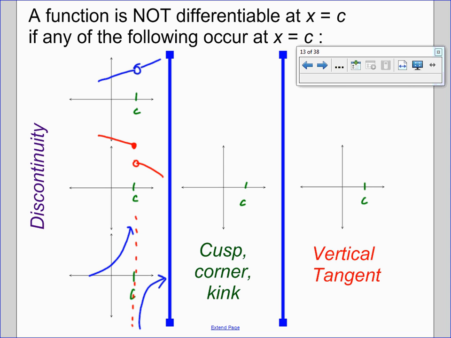For a cusp, corner, or kink, we have the function overall limit exists. The left-hand limit of the function matches the right-hand limit, but the left-hand limit of the derivative does not match the right-hand value of the derivative. That is, the left-hand slope doesn't match the right-hand slope. And so we've got a corner. A cusp occurs when the left-hand slope does not match the right-hand slope.